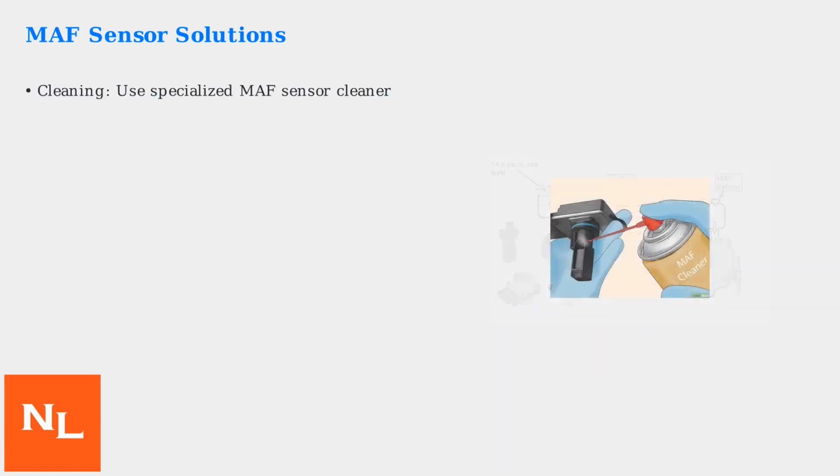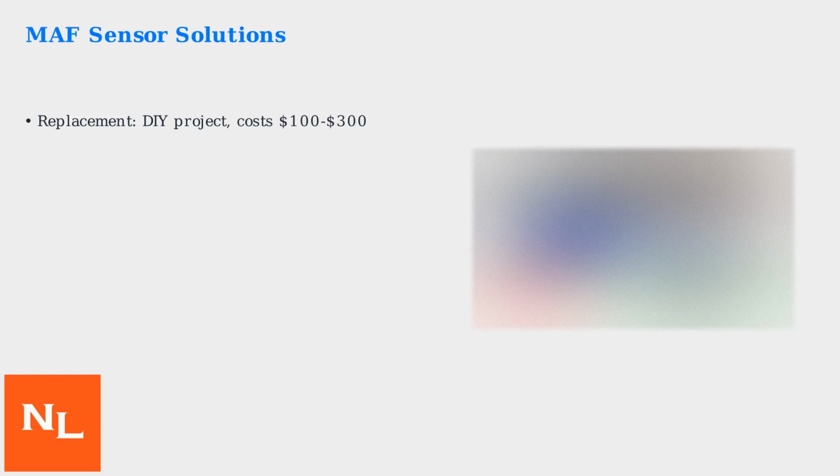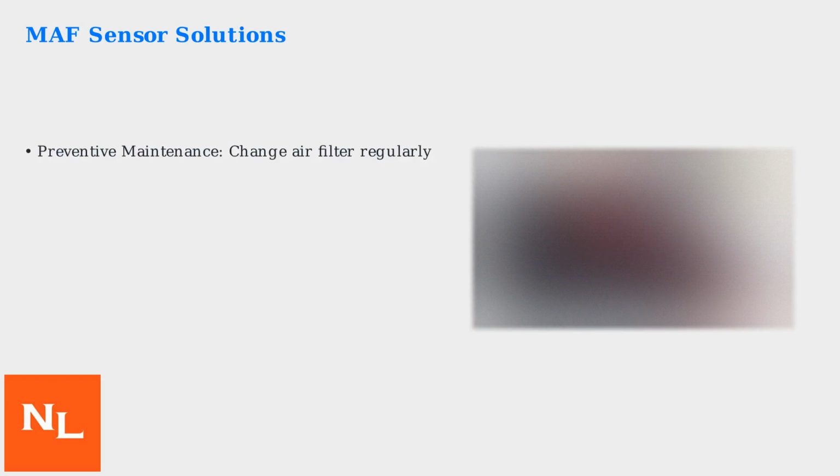Cleaning involves using a specialized MAF sensor cleaner to remove dirt and debris. Replacement is usually a straightforward DIY project, with parts costing between $100 and $300. Proactive maintenance, like regularly changing your air filter, prevents most MAF failures and saves money in the long run. By addressing MAF sensor issues promptly and maintaining your vehicle regularly, you can ensure reliable engine performance.